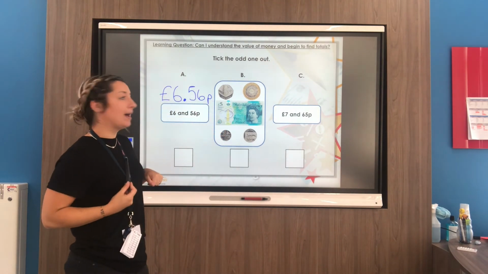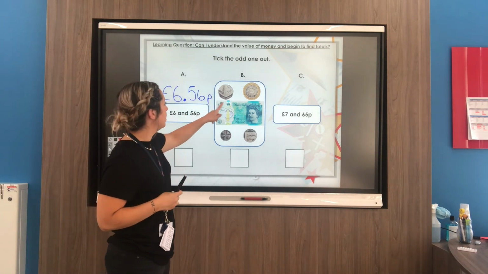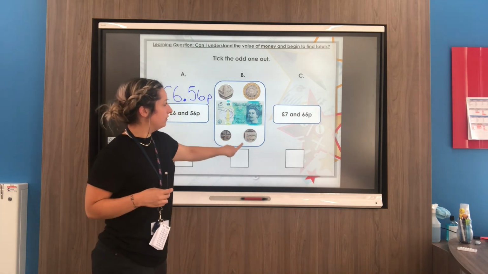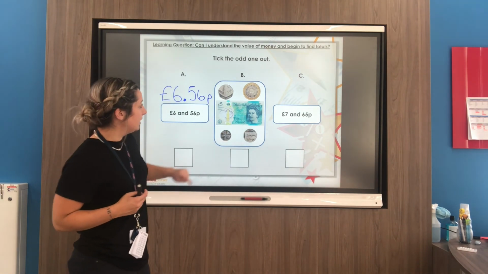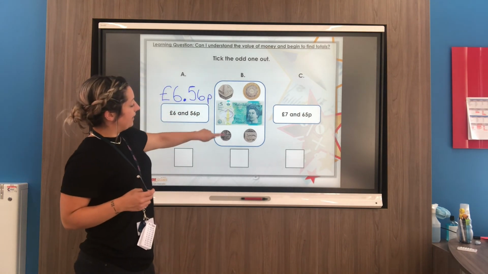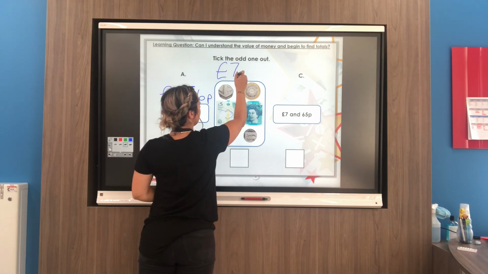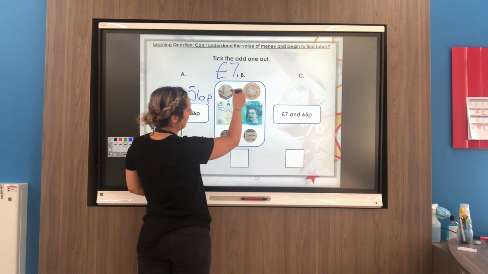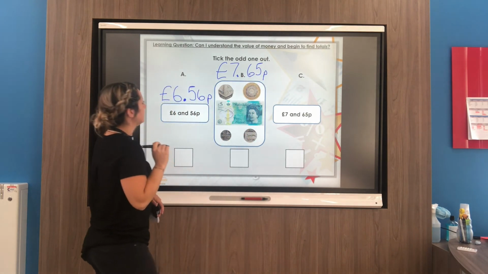And now we're going to add on our pence. So we've got £7 and start with the largest first. 50. Then I'll add another 10. 5 add 1 is 6. So 50 add 10 is 60. And then I've got my 5 pence. So here, let's write it in number form. So I've got £7, 50 add 10 is 60, add 5 is 65. So I'm going to use my decimal point to separate it, £7.65.